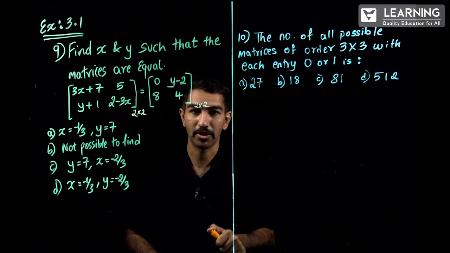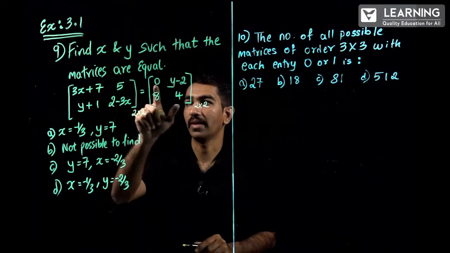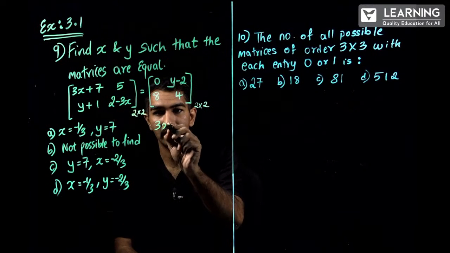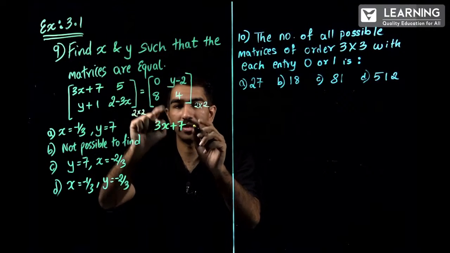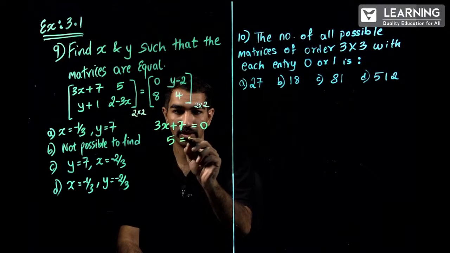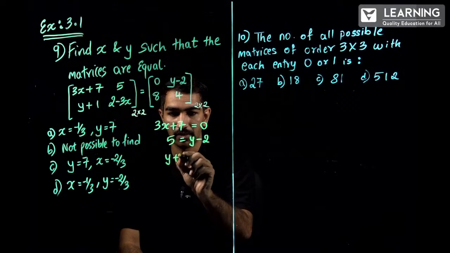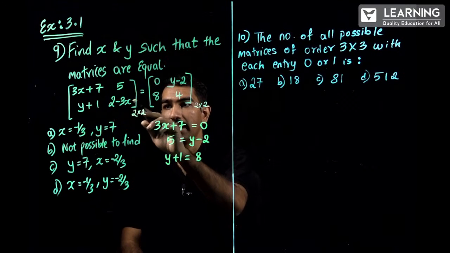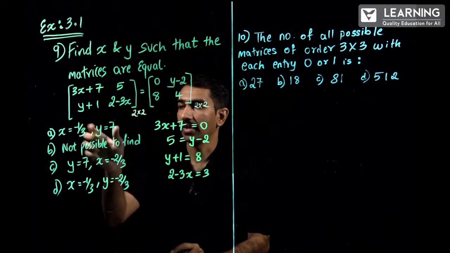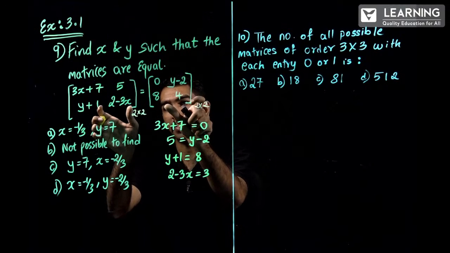When can the matrices be equal? When the orders are same and also the elements are same. So for the elements to be same, what should we do here? We have to equate them, right? So just write 3x plus 7, that will be equal to what? Corresponding element, 0. So 5 is equal to y minus 2, correct? And y plus 1 is equal to 8, and 2 minus 3x is equal to 4. So what we have done here, we have taken the elements of this matrix and equated them with the corresponding elements of this matrix.